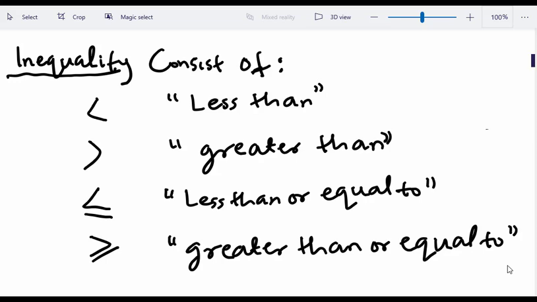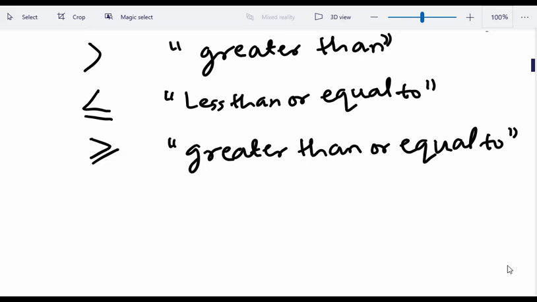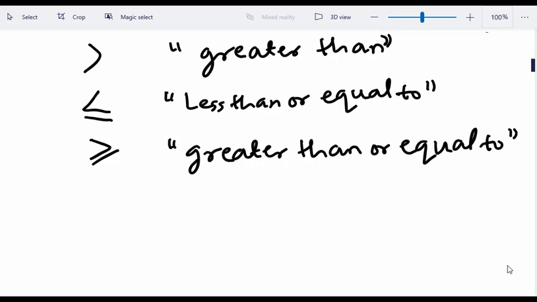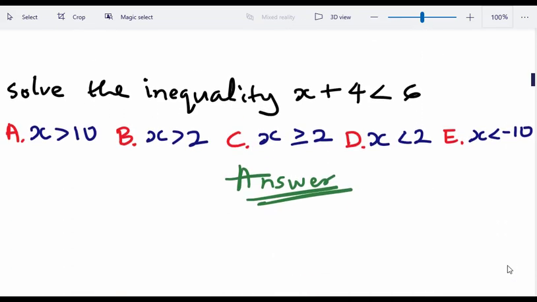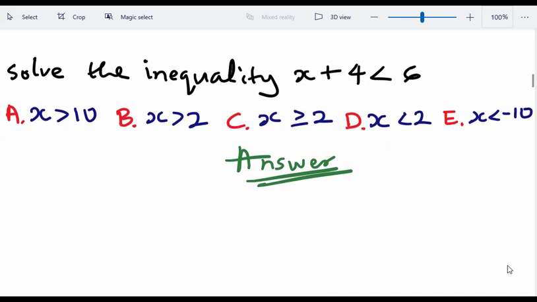So, as we continue in this chapter, the student will be able to understand how each and every one of the inequality signs will be used. Now, pay attention to this example. The example says solve the inequality. So let's bring it down.